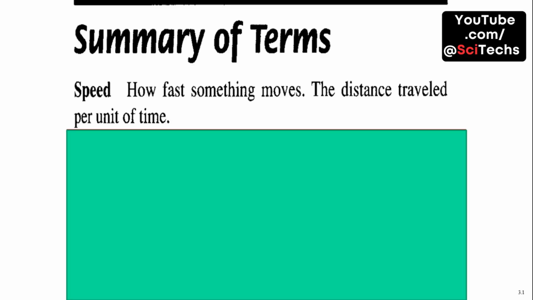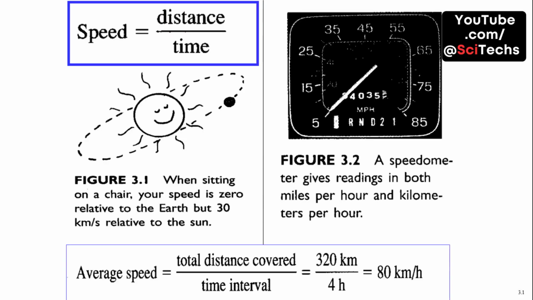First, let's define speed. Speed is how fast something moves, specifically the distance traveled per unit of time. It's a fundamental concept in understanding motion. Speed is calculated by dividing the distance traveled by the time taken. For example, when sitting on a chair, your speed is 0 relative to the Earth but 30 kilometers per second relative to the Sun. A speedometer measures speed in miles per hour or kilometers per hour.